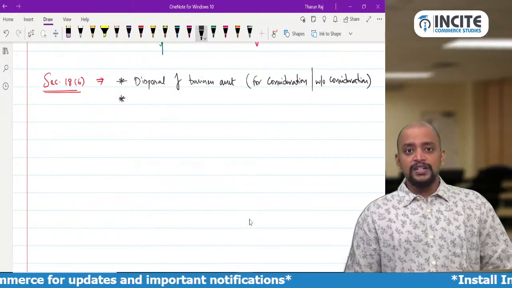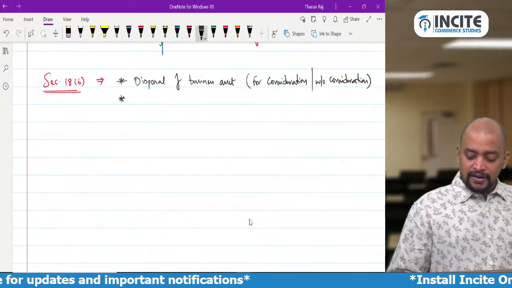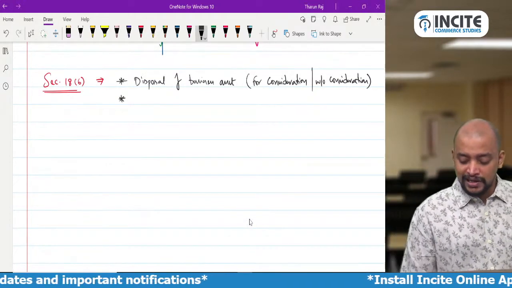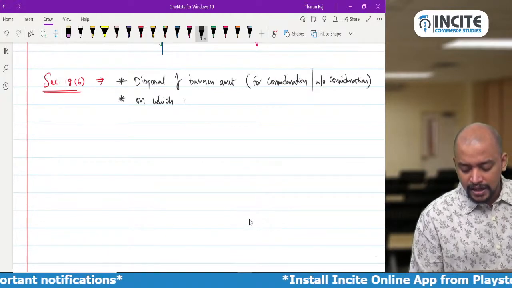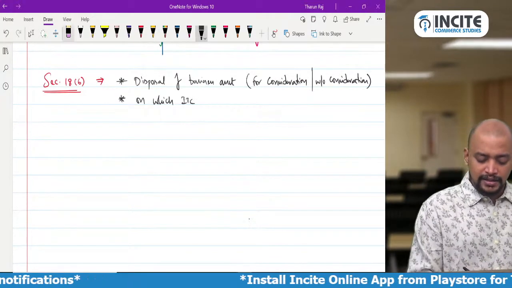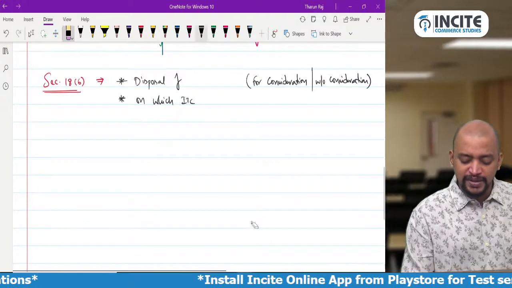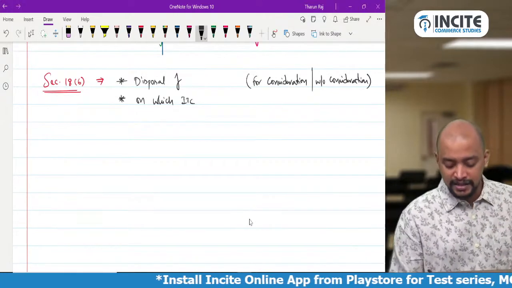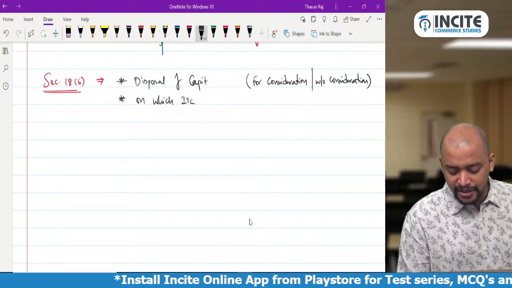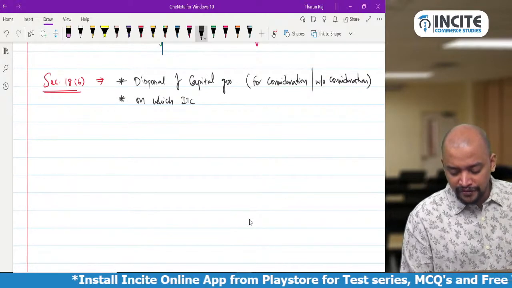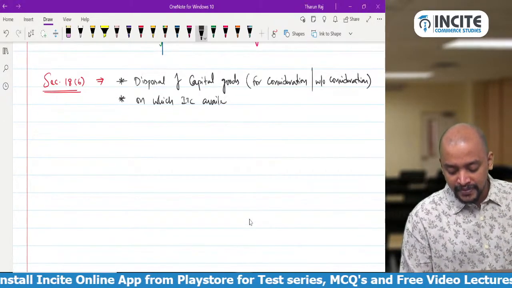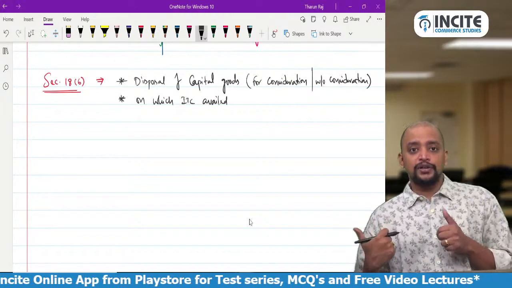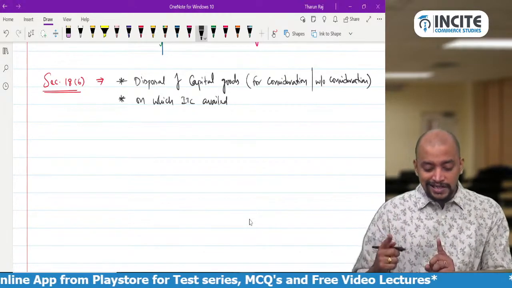Then disposal of business asset for consideration or without consideration, on which ITC, that is, disposal of not business asset, capital goods I'll take. Actually the words used are capital goods. Disposal of capital goods on which ITC is availed.